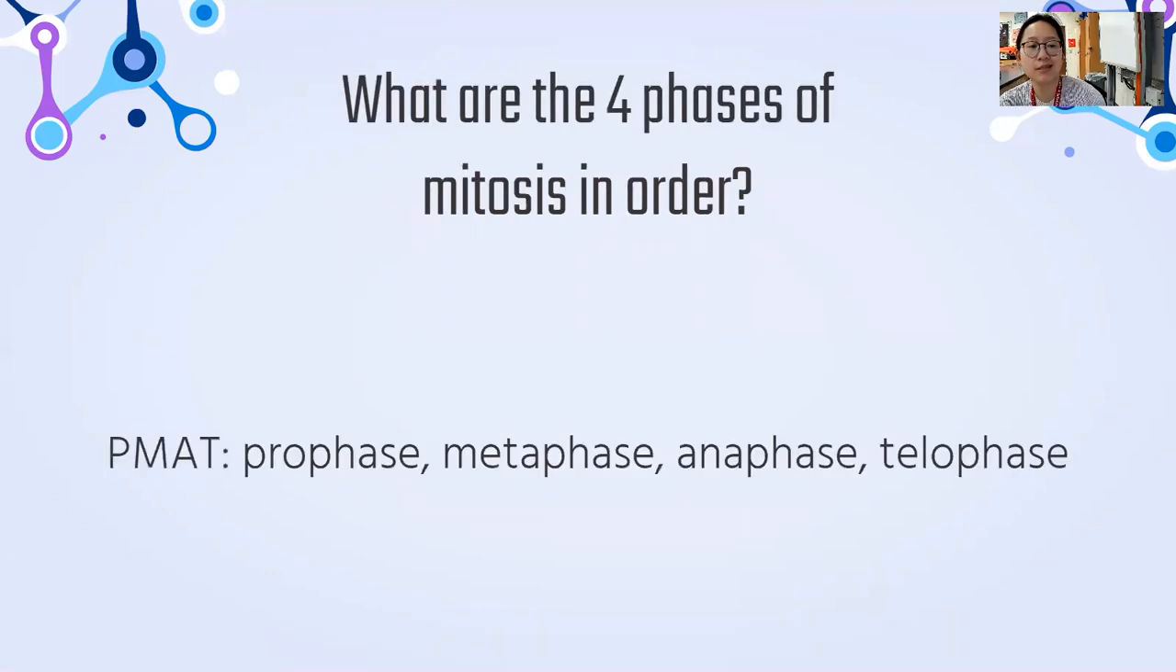So the correct answer is PMAT, which represents prophase, metaphase, anaphase, telophase. If you just wrote PMAT, I can't give you points. If you also just wrote any other shorthand version, I can't give you points. You got to make sure you write out the full words so that you can help remember. But writing out the acronym PMAT here can help you then write out the full words of the 4 phases.